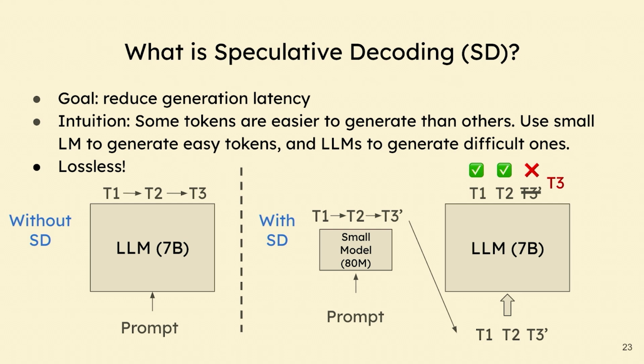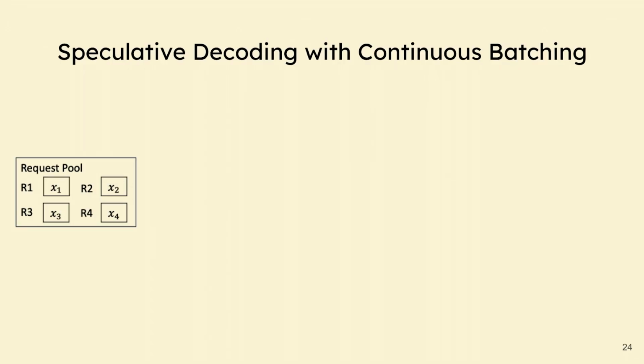In the example here, a single forward pass of the large model generates more than one token. It says T1, T2 are correct, T3 prime is incorrect. So in a single forward pass of the large model, we generate more than one token. This reduces the token generation latency compared to one token per forward pass. And vLLM is a system that natively supports continuous batching.